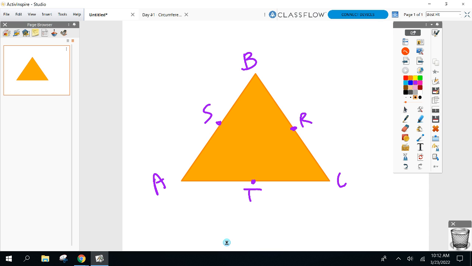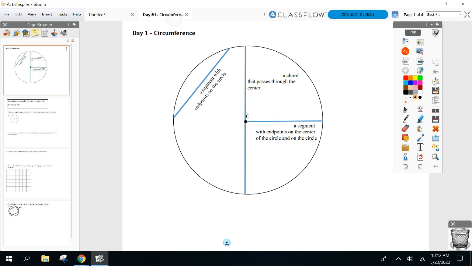Well, we run into a huge problem right away. How the heck do you name a circle then? Does it have any vertices? No vertices. So how do you name it then? Here's your answer. You name it by its center point. All right. So this circle right here is called circle C.